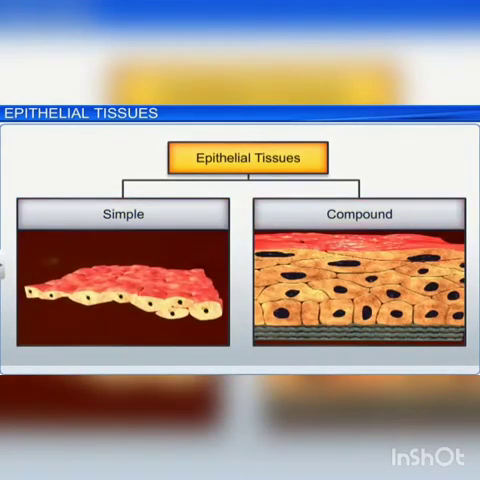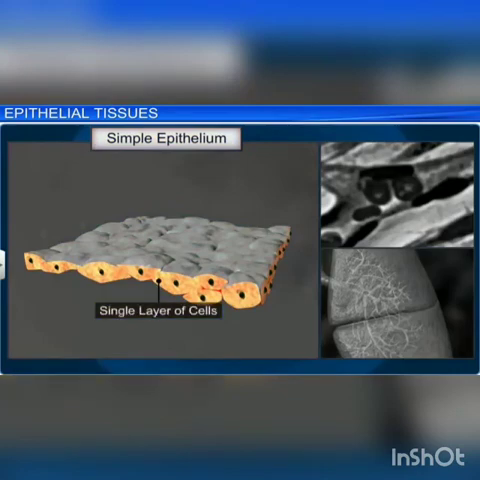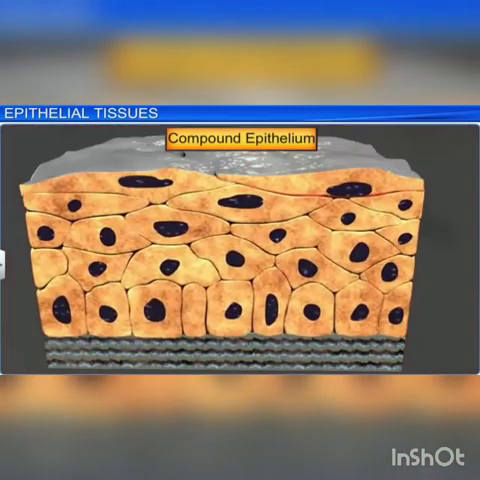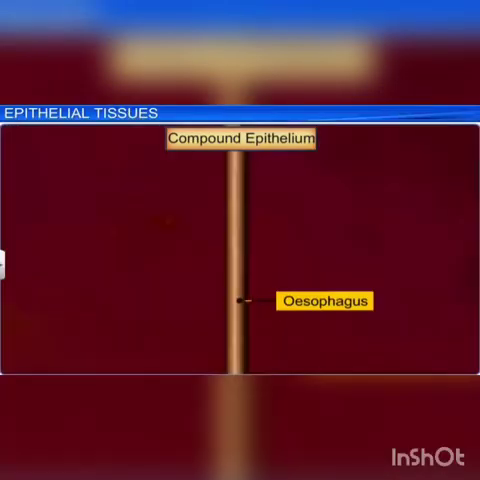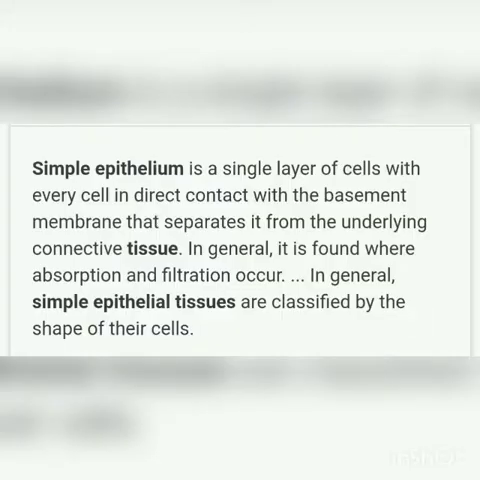What is simple epithelium? Simple epithelium means a single layer of cells is present, whereas in compound epithelium, many layers of cells are present. So this compound epithelium is also called stratified epithelium. First we see simple epithelium. Simple epithelium is composed of a single layer of cells. They are found in the organs of absorption, secretion, and filtration.